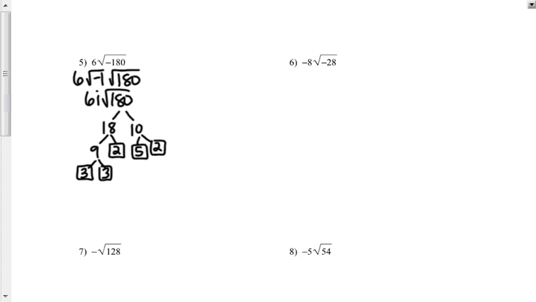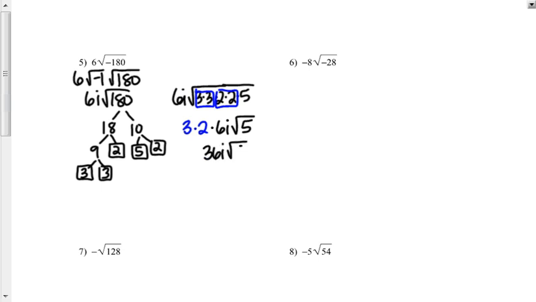And now I'm going to rewrite. I have a 6i out in front, and then under I have 3 times 3 times 2 times 2 times 5. I'm going to look for pairs. I have a pair of 3s and a pair of 2s, so I have a 3 and a 2 out in front. 6i is still out in front, and the square root of 5 is still under. 3 times 2 times 6 is going to give me 36i square root 5 as my final answer.